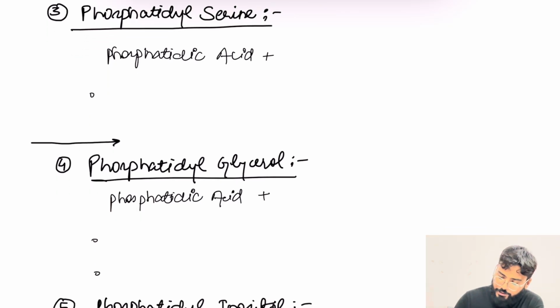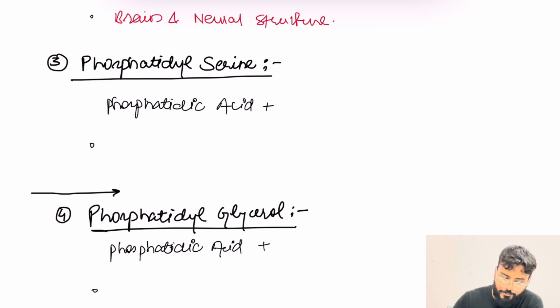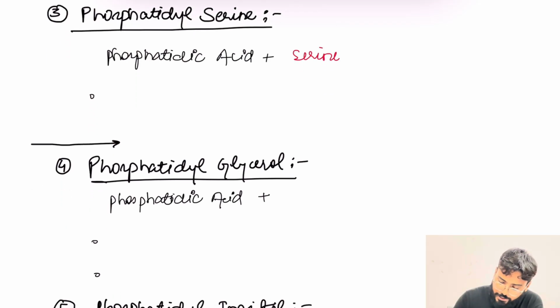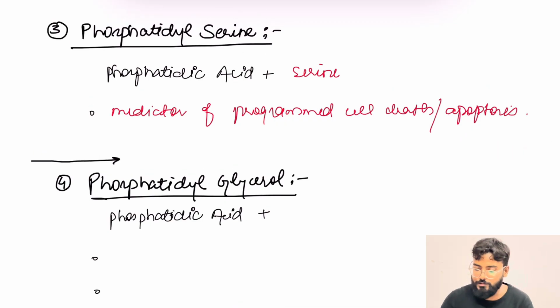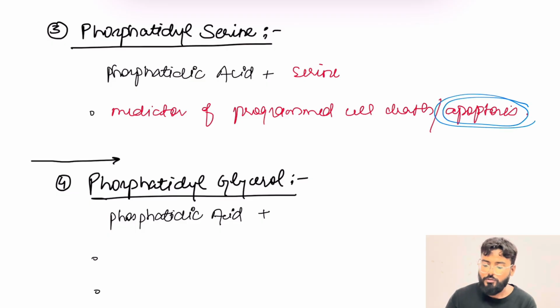The next one is your phosphatidylserine, and it is formed by the base group serine. It's obvious by the name. And the function is, it is mediator of programmed cell death, or you can say apoptosis. This is apoptosis. So phosphatidylserine is involved in the process of apoptosis.